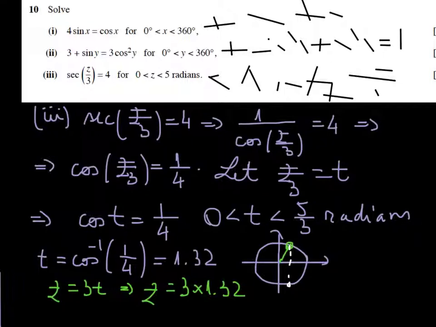Because it's not x or z and it's z over 3, this represents a horizontal stretch by a factor of 3, therefore the domain stretches as well. So you need to be careful where to look for solutions for this type of equations.